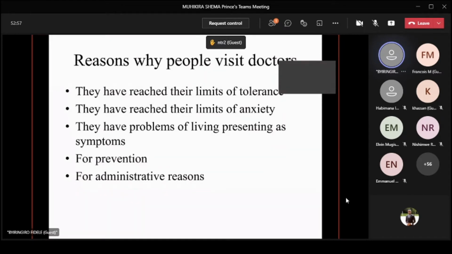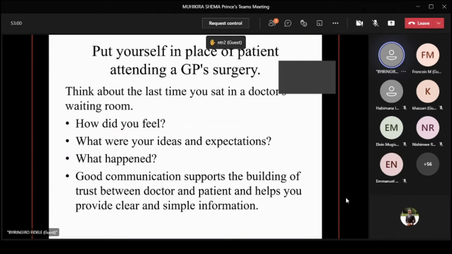So think about the last time you sat in a doctor's waiting room when you were a patient. How did you feel? What were your ideas and expectations? What happened exactly? How was your communication? Did good communication support the building of trust between you and the doctor and help provide clear and simple information? So always ask yourself, what was my last time I sat in a doctor's waiting room? Because that's how you are going to approach this course, how you are going to know exactly how to talk to a patient.